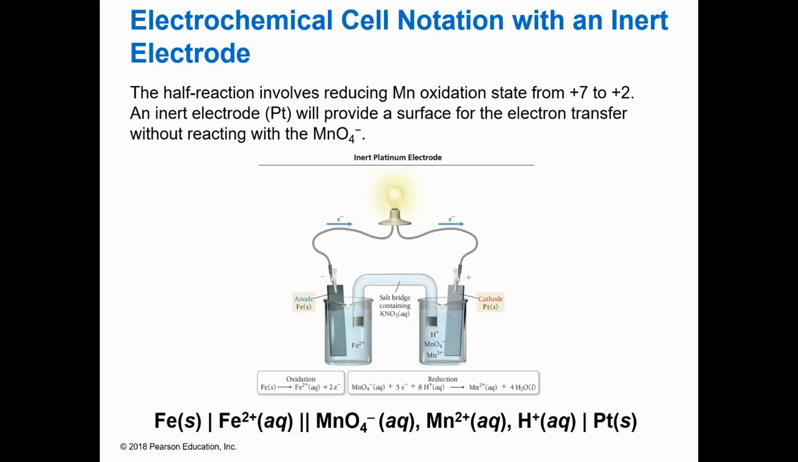All right, so here's a bigger one with an inert cell. That platinum electrode is inert, and so notice there's more happening here, and that's just because there's more in our aqueous solution. You need to put everything that's aqueous in that aqueous section. Okay.